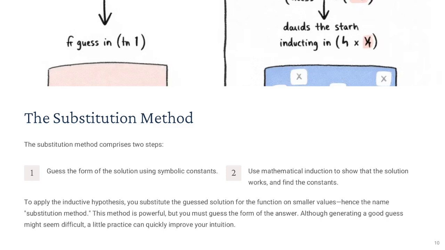This method works well for proving both upper and lower bounds. However, generating an accurate guess can sometimes be challenging. Tools like recursion trees can provide intuition for making better guesses. Ultimately, mastering the substitution method enhances your ability to analyze and understand recursive algorithms with precision.